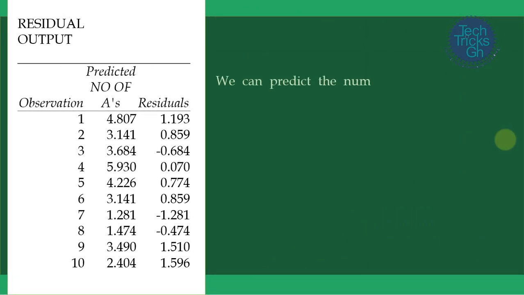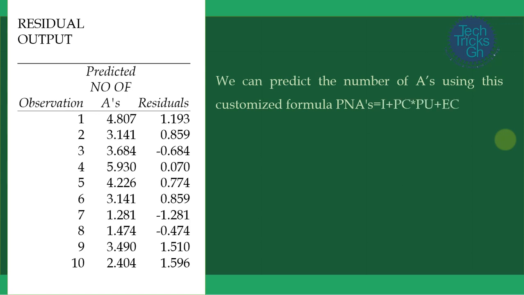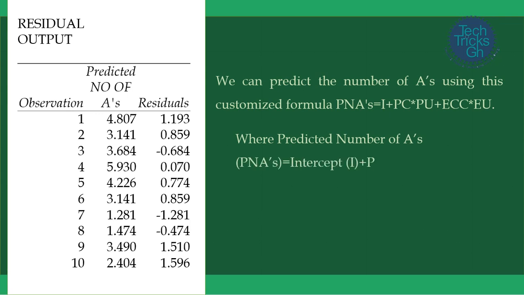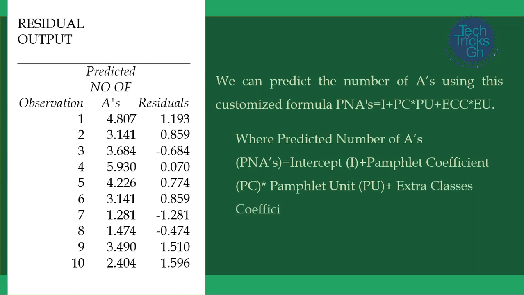We can predict the number of A's using this customized formula. PNA equals I plus PC multiplied by PU plus ECC multiplied by EU, where predicted number of A's, PNA, is equal to intercept I plus pamphlet coefficient, PC, multiplied by pamphlet unit, PU, plus extra classes coefficient, ECC, multiplied by extra classes units, EU.